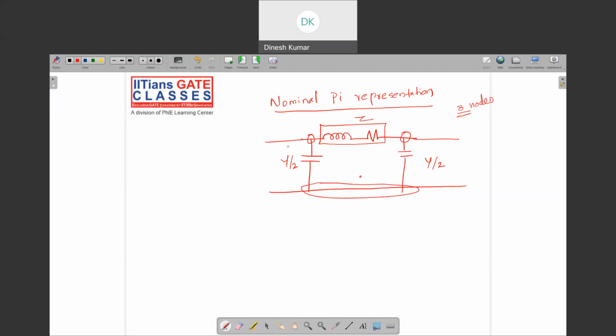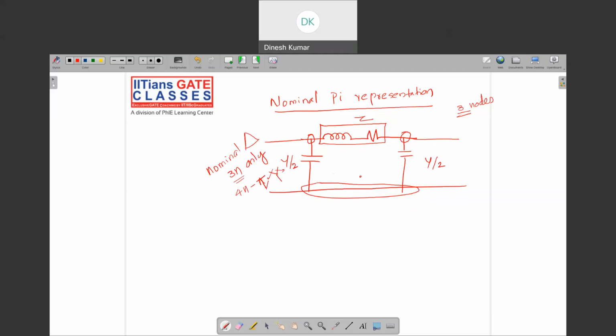Then the advantage is that if you represent it as a nominal pi, it is also known as nominal delta, because if you look at this, it's almost similar to a delta. So the advantage of nominal delta is that the total number of nodes is basically 3n only. We don't want to consider 4n nodes if there are n transmission lines. In the nominal t method, we have to consider 4n nodes. Nominal t is also known as nominal star. If you just move it here, then it will be t.